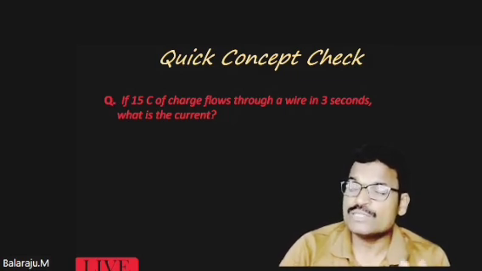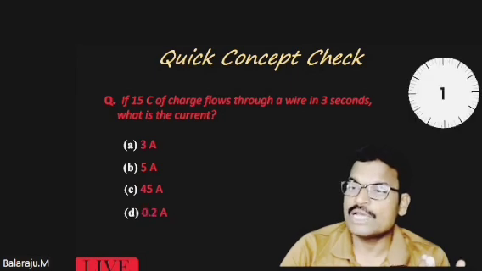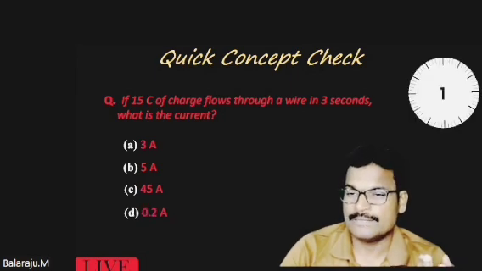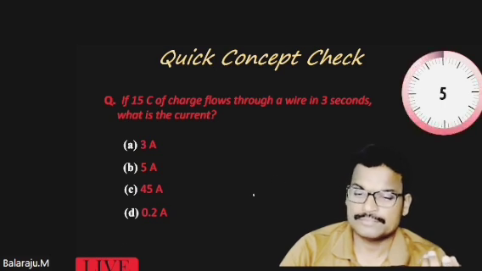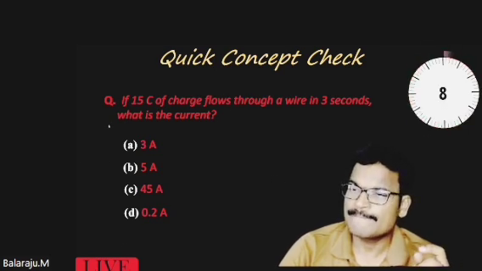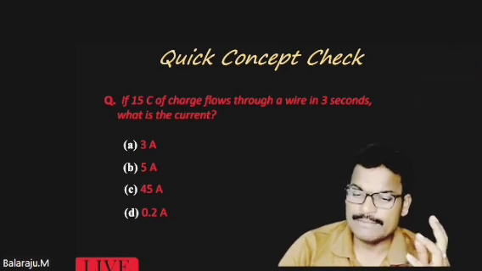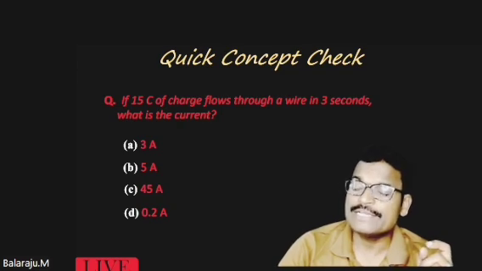You want to find the current, what is required? What is the formula? First of all, see option A, option B, option C, option D. Now your time starts. Ten seconds time. Time is up. Okay, now one can find the answer. Right answer is option B.